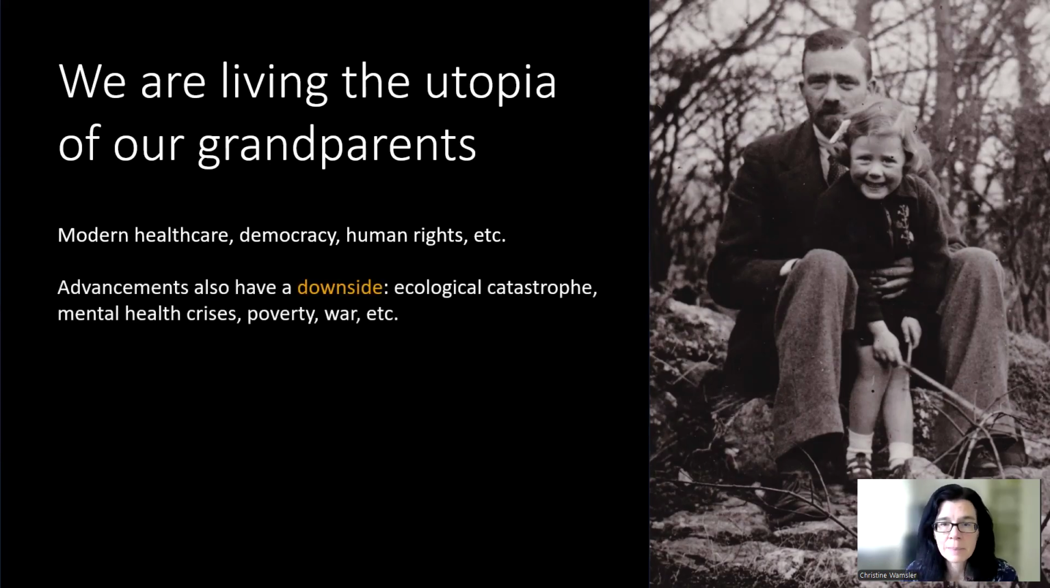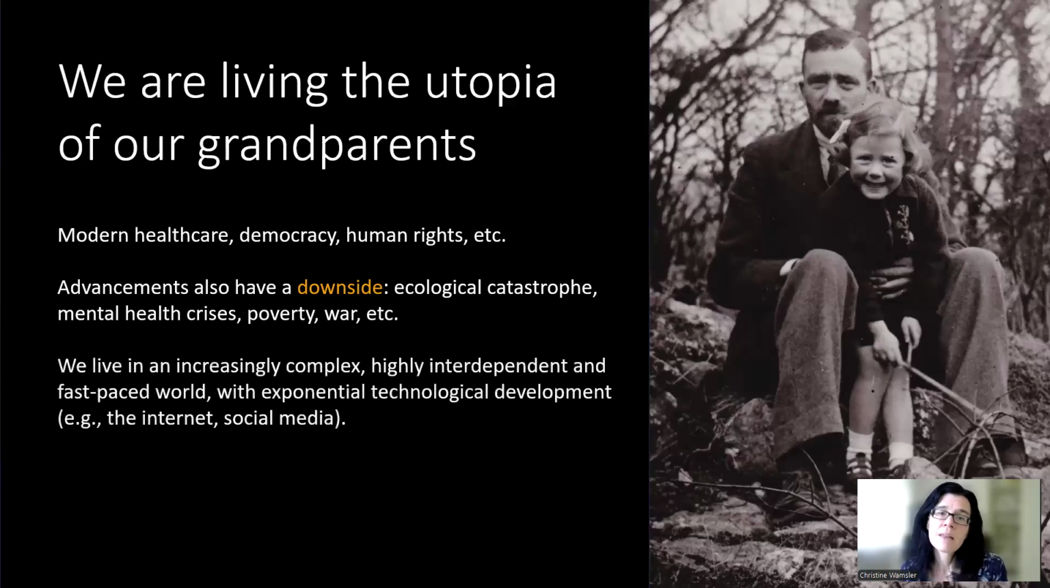At the same time, the advancements that we are experiencing also have a downside or a kind of unintended side effect. So we are seeing an ecological catastrophe together with a mental health crisis, poverty, and political turmoil. And this situation relates, amongst other things, to the fact that we are living in an increasingly complex, highly interdependent, and fast-paced world where threats in one area quickly become global threats. And we are experiencing exponential technological development with internet, social media, etc.